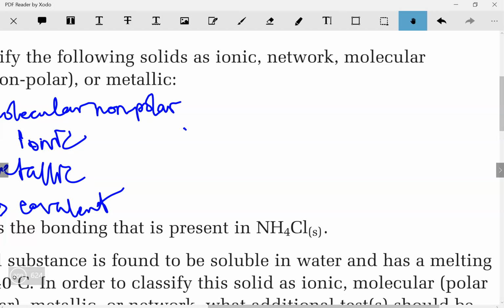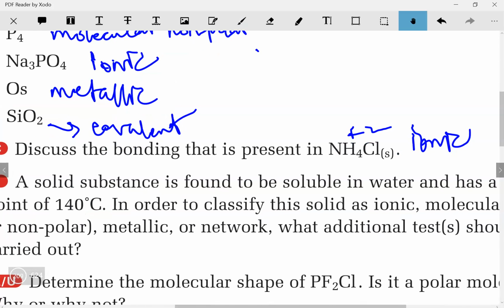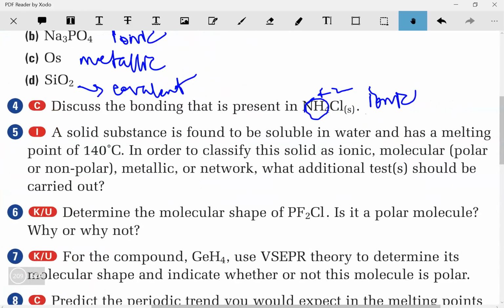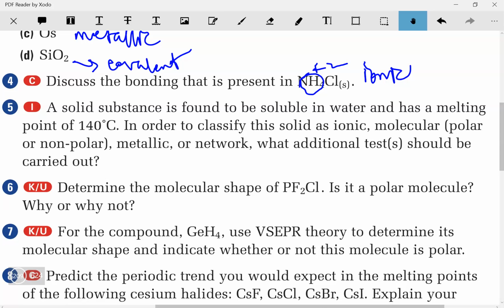NH4 plus Cl minus, this is an ionic compound. In between NH4, there's covalent bonds that are formed. Nonpolar covalent bonds, I'd say. Soluble in water, has a melting point of 140. We didn't talk about tests. I'm going to do that question.